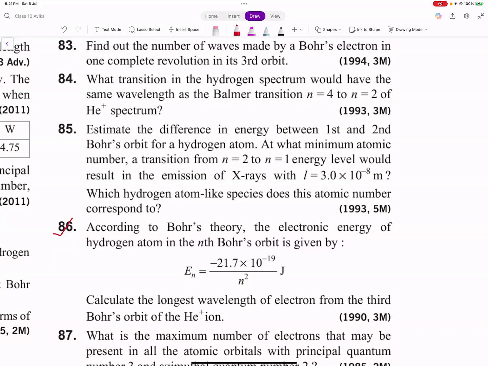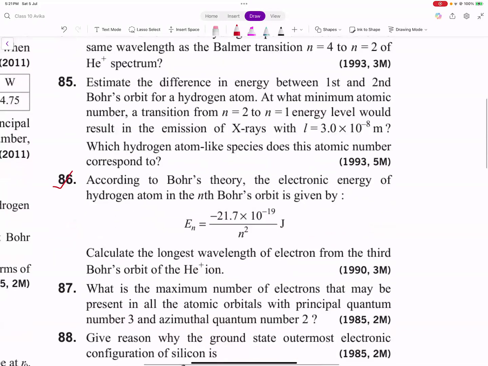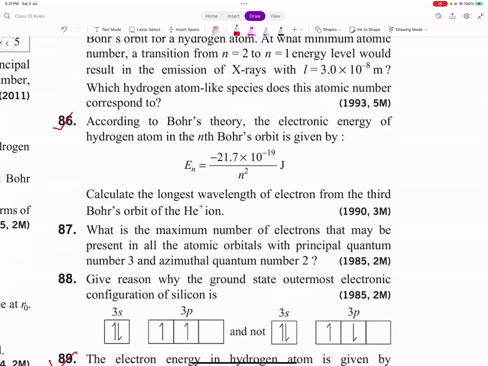Longest wavelength means minimum energy, right? Lambda equal to hc by delta E. So we have to calculate the minimum energy gap, right, which is between the two consecutive levels. So calculate the longest wavelength of the electron from the third Bohr orbit of the helium plus ion, right? It should be 4, right?